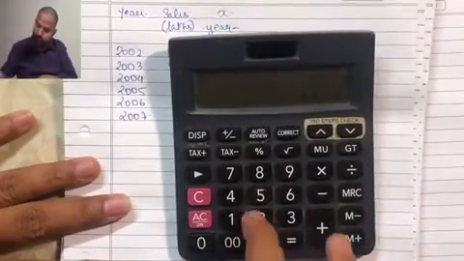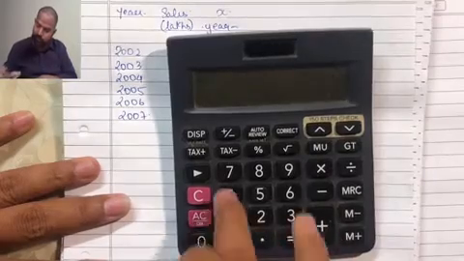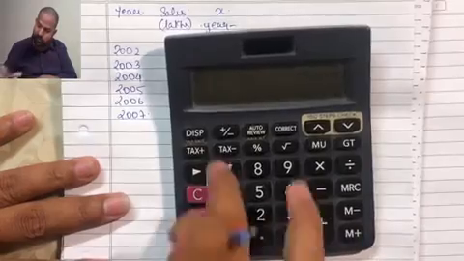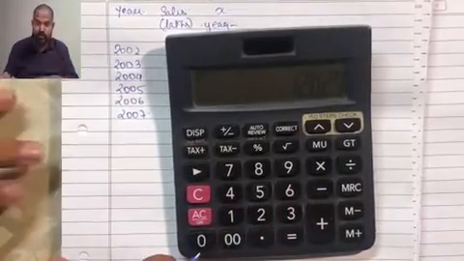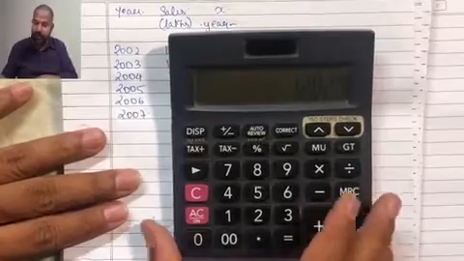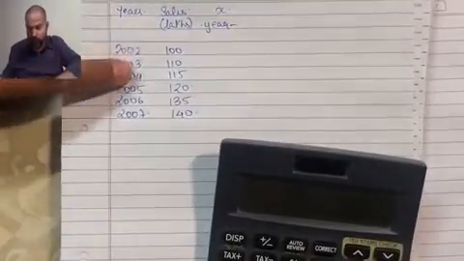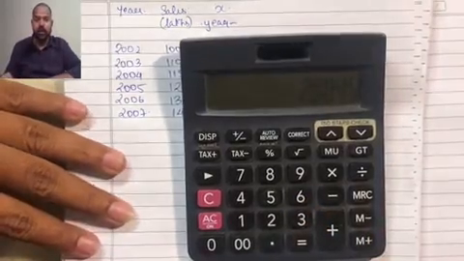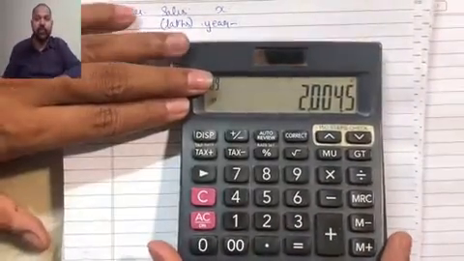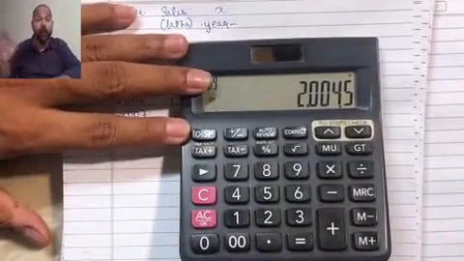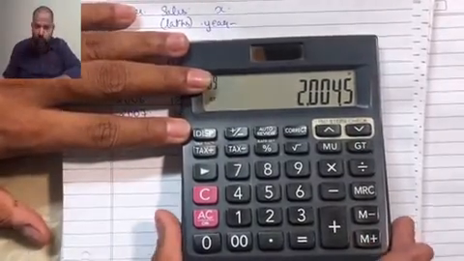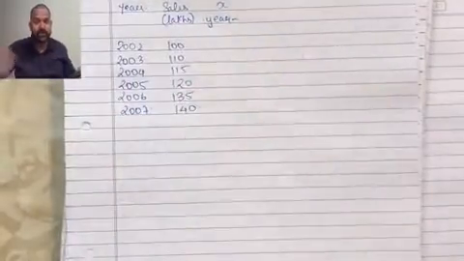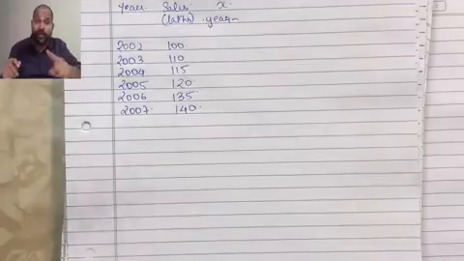2002, 2003, 2004, 2005, 2006, 2007 is 12027 divided by how many periods is this? 1, 2, 3, 4, 5, 6, divided by 6. Now if you notice, when I do that, the average works out to be 2004.5. You know why that happens? Because there are an even number of periods here.